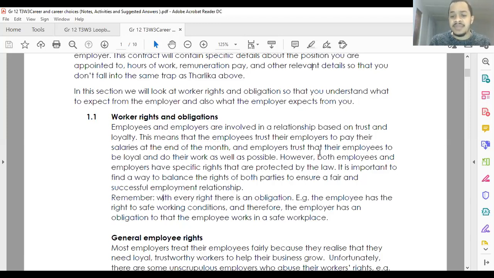Remember, with every right, there is an obligation. Example, the employee has the right to safe working conditions. And therefore, the employer has an obligation to make sure that the employee works in a safe workplace. So as an employee, you do have the right to work in a safe environment. And the employer has the obligation to make sure that you work in a safe environment.